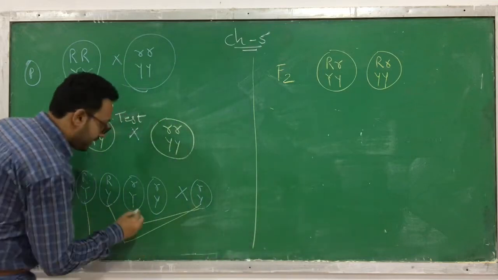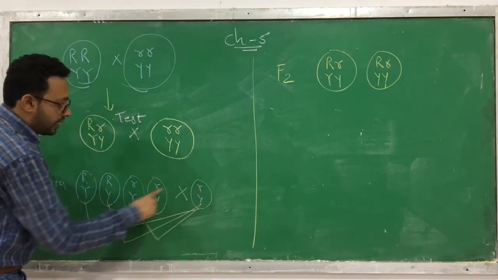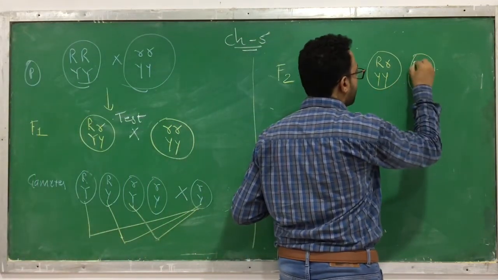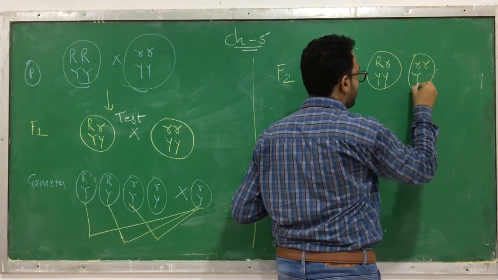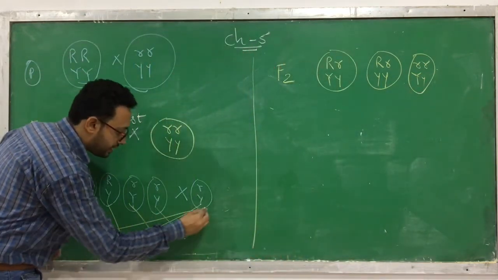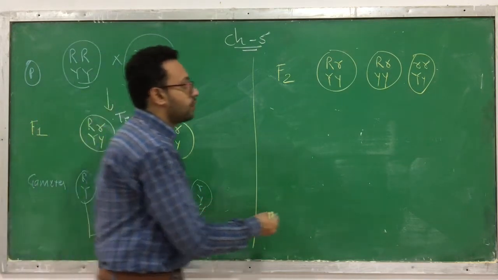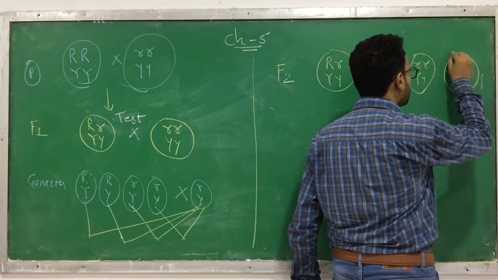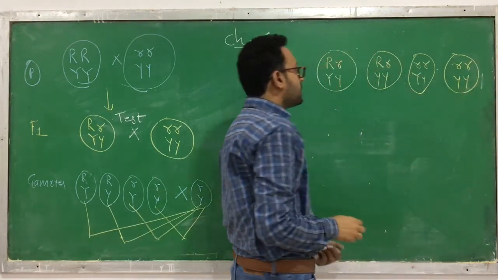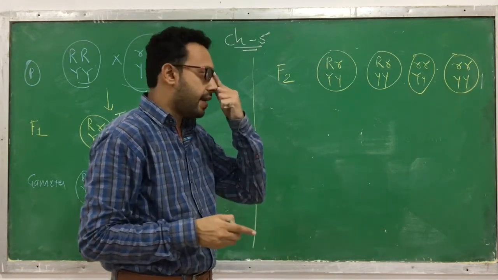Now I am doing like this. Small r, capital Y, small y. This is the third possibility. Fourth possibility like this. Small r, small y, small y. So this is the fourth possibility. Such kind of genotype we obtain in the test cross in the F2 generation.